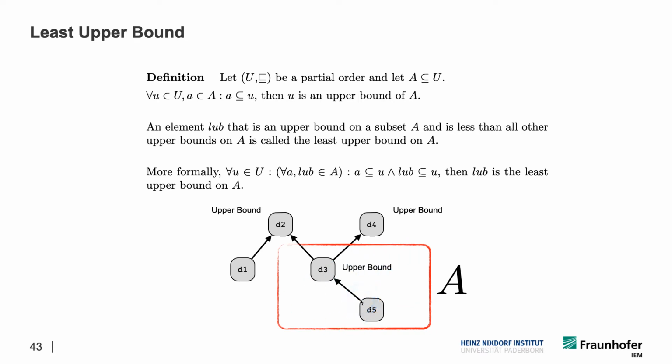Because they're at least as large as the largest element that you have in A according to this ordering, to this partial order. But there's only one unique least upper bound among those, which is D3 here, right? So D3 is the smallest upper bound of the upper bounds that I just showed you, and therefore we call it the least upper bound.